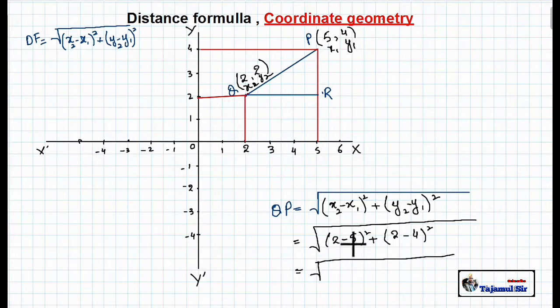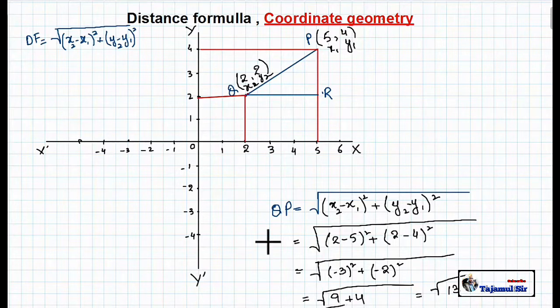When we square these two, we get 9 plus 4. -3 squared is 9, -2 squared is 4. This is equal to under root 13. It means the distance between the 2 points P and Q is under root 13. This is the distance formula, which has been taken from the Pythagoras theorem.